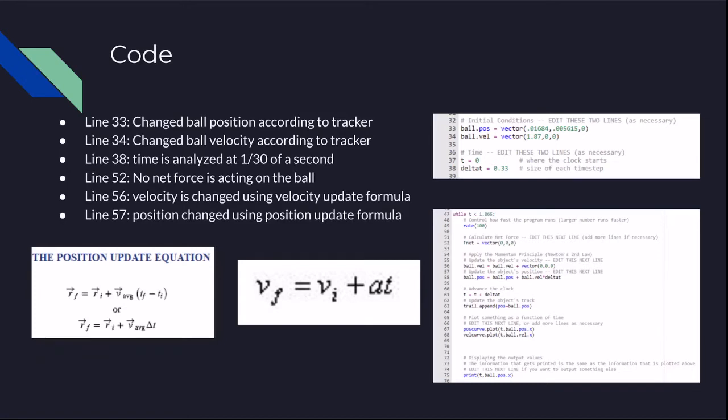0, 0, 0. In line 56, velocity is changed using the velocity update formula, which states that final velocity is equal to initial velocity plus acceleration times time, as pictured below, where acceleration is replaced by net force over mass. But because our net force is 0, that cancels out mass, and we just add our initial velocity to the 0 vector. In line 57, position is changed using the position update formula below, which states that final position is equal to initial position plus average velocity times the change in time.